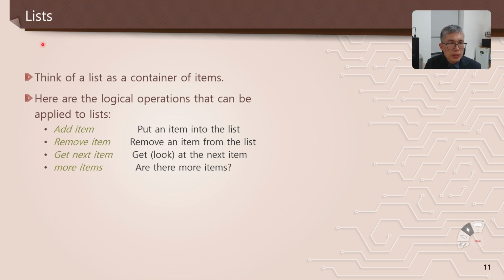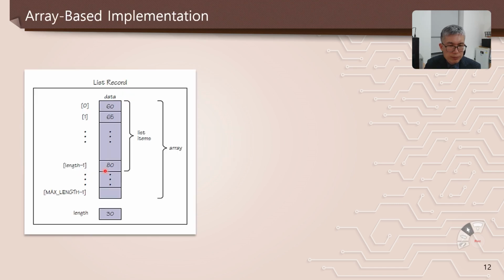Lists. Think of a list as a container of items. Here are 4 logical operations that can be applied to a list. First one is add item, remove item, get next item, more items.